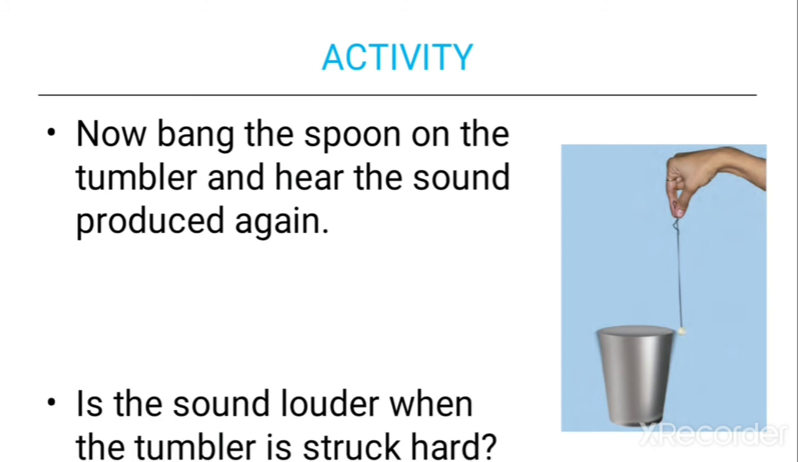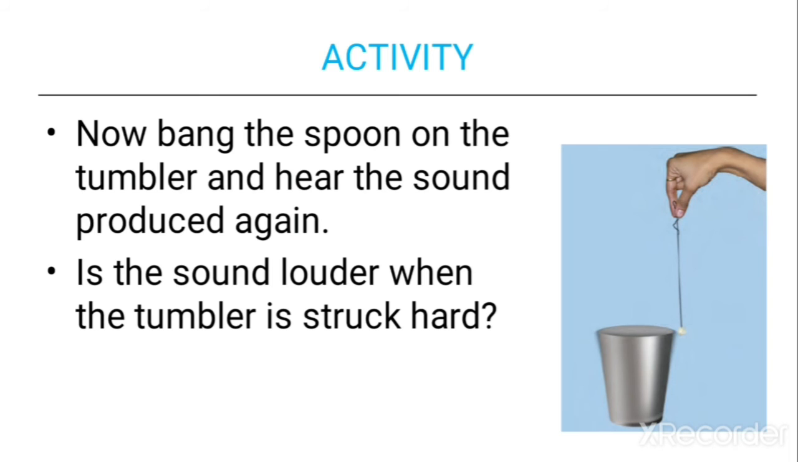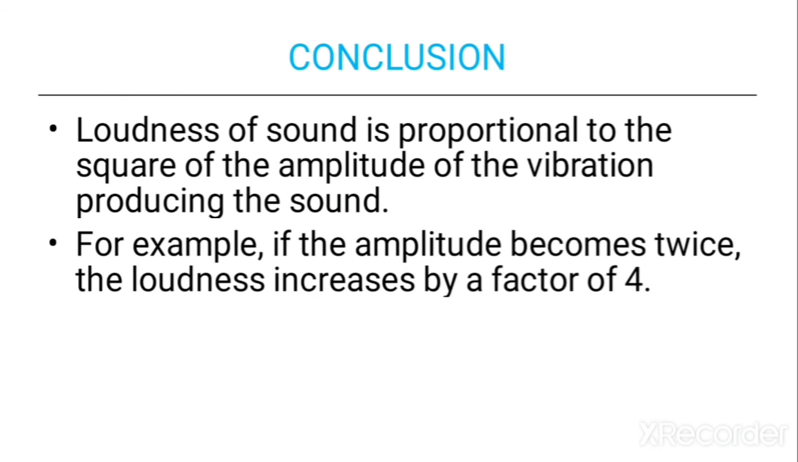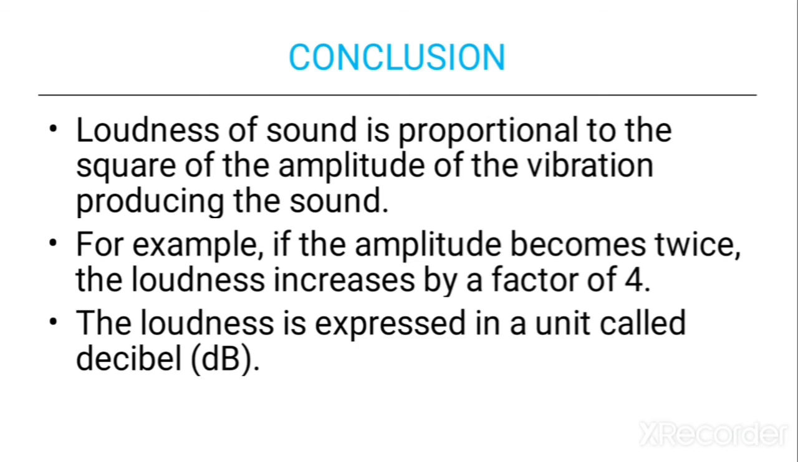What you will find? You will find that the sound is louder now because the tumbler is struck hard. Why? Because you banged it with a greater amplitude, so the loudness increased. So this loudness depends upon the amplitude. Loudness of the sound is proportional to square of the amplitude. For example, if the amplitude is x and you make it 2x, then loudness will increase 4 times because it is square of amplitude. So 2 square is what? 4. So loudness will increase 4 times.